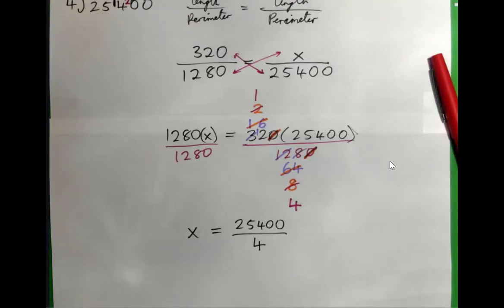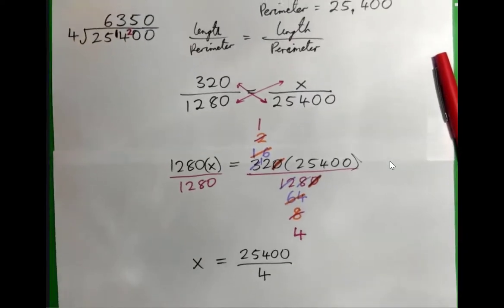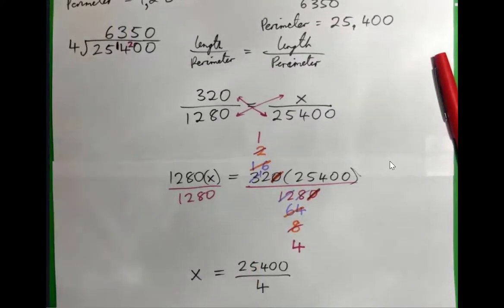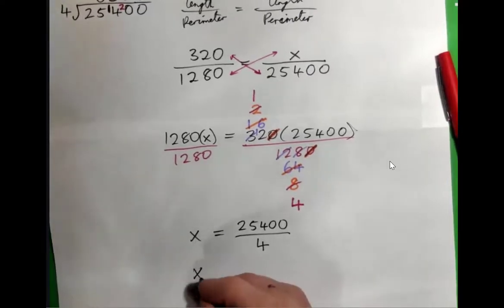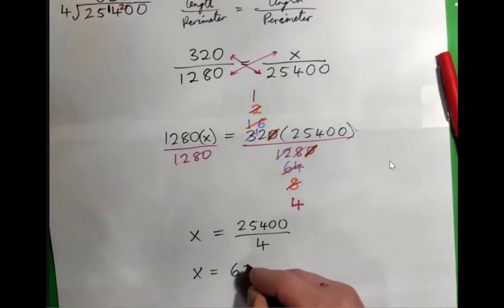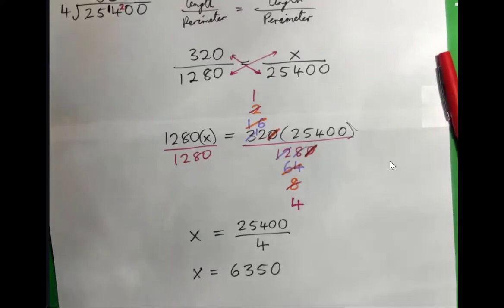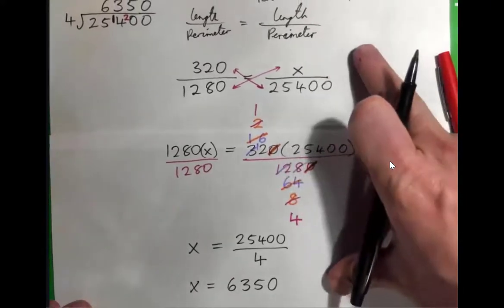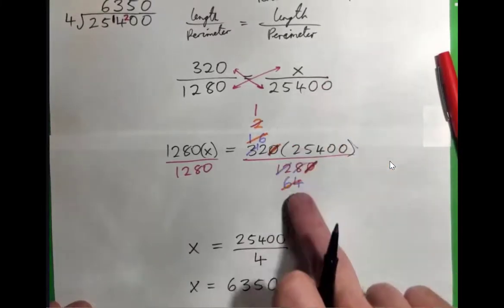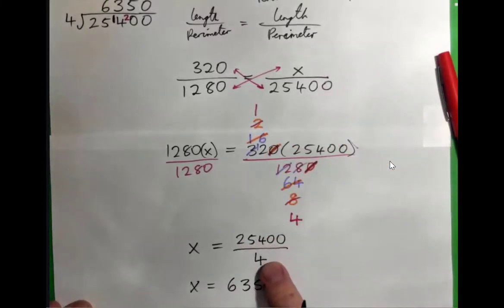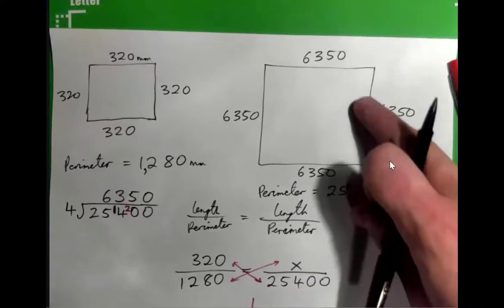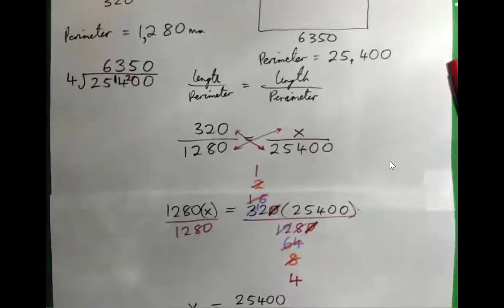Yes. Now we just did that. What do we get? 6,350. Yep. So if we had done this with the proportion method, we would have ended up getting 25,400 over 4, which is 6,350. And we kind of figured, well, it's a square, so just divide 25,400 by 4 and you get that anyway. So that's both ways to do that question.